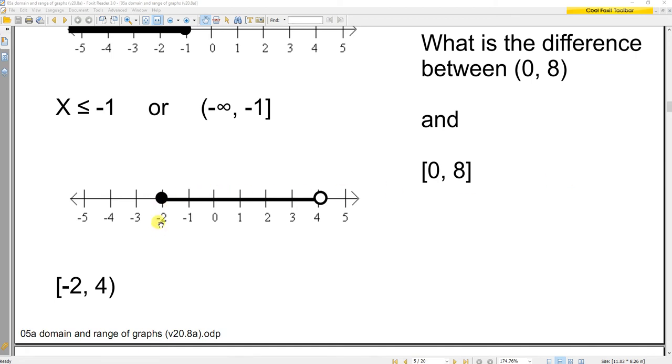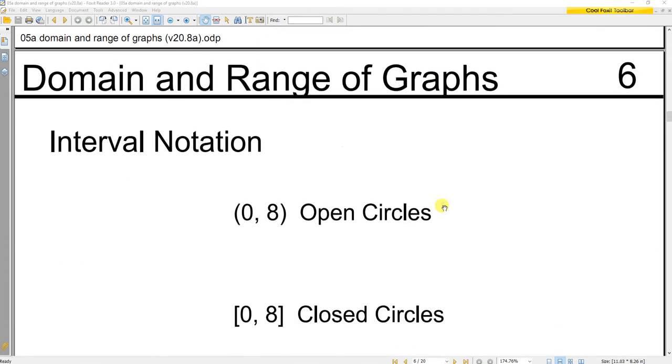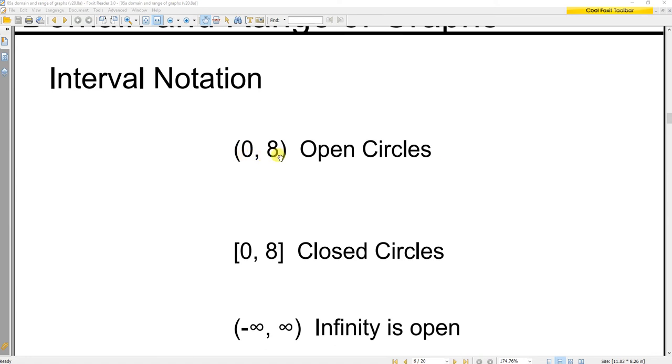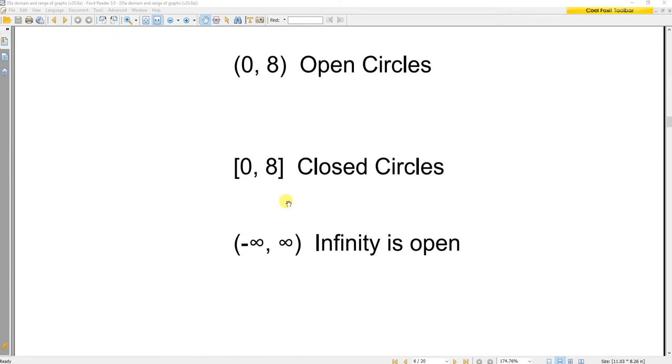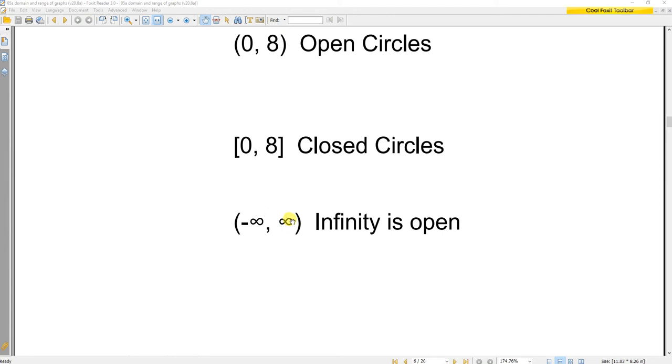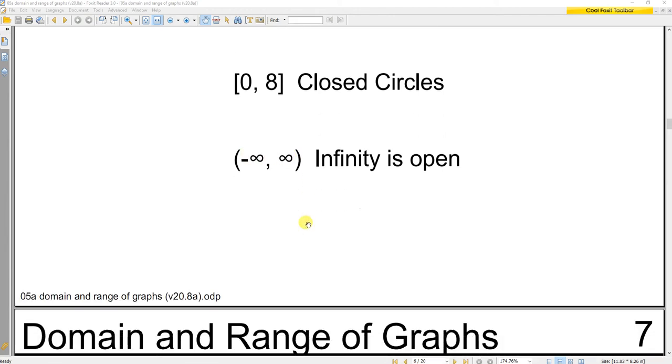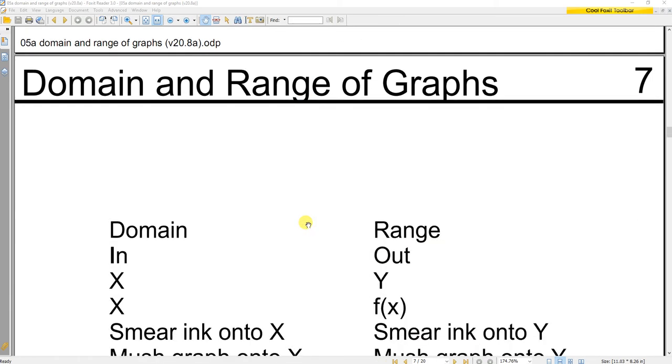So this would be -2 to 4. -2 is closed, 4 is open. Open circle, open circle. So this is 0 to 8, open circle, open circle. This is 0 to 8, closed circle, closed circle. This is -infinity to infinity, open circle, and infinities are always open.